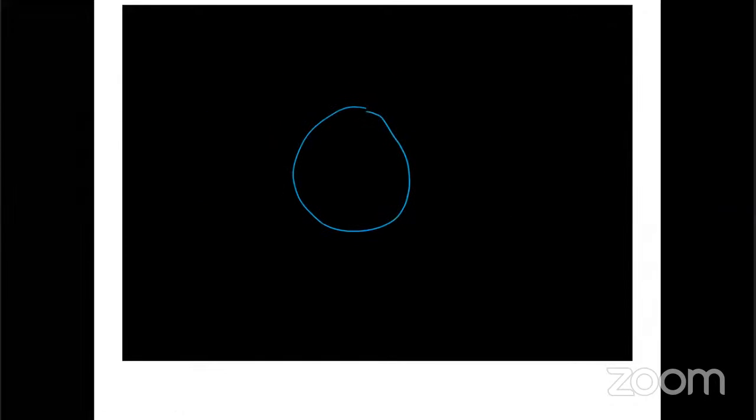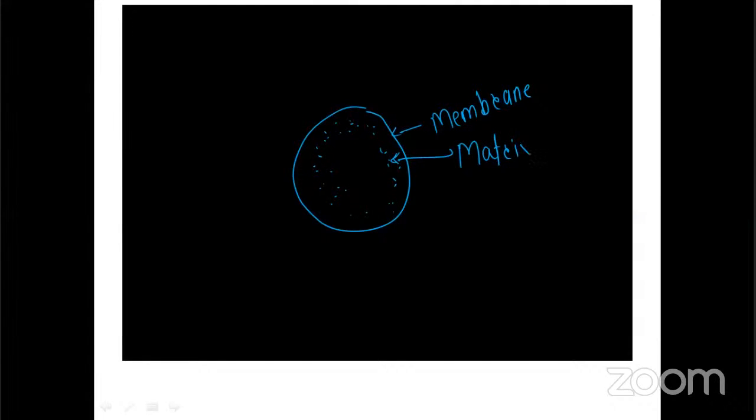Inside the membrane, see, this is the membrane of the glyoxysome. Inside the membrane, the enzymes are present, and this liquid or fluid portion of the glyoxysome is called the matrix of the glyoxysome. This is the matrix of the glyoxysome, and this is the main part of the glyoxysome, which is called the core.